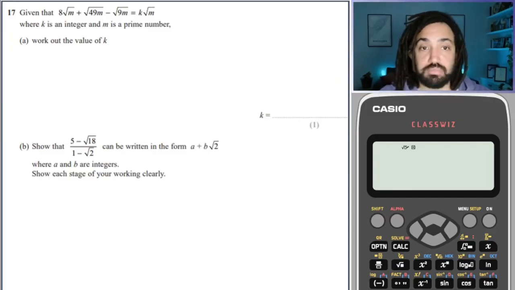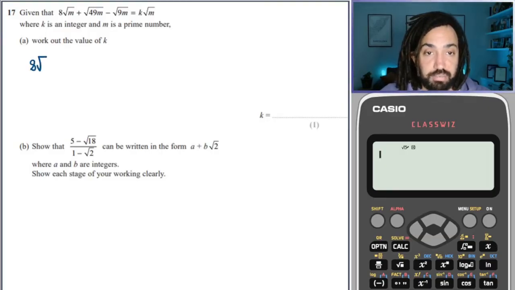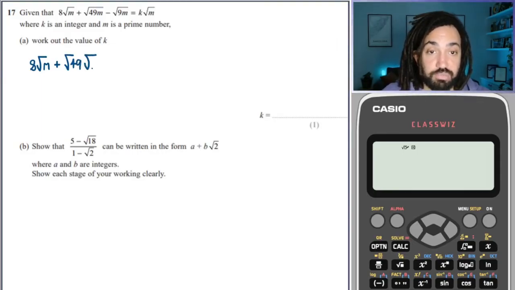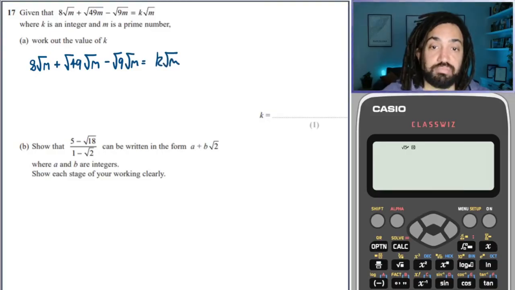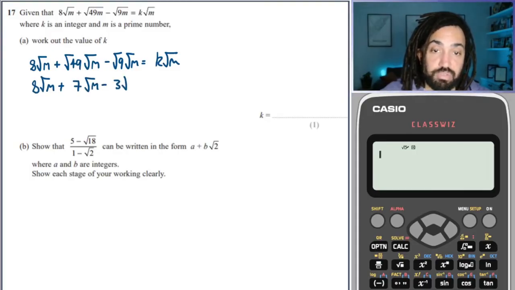Okay, it says that we've got k as an integer and m is a prime number. So that means we can't simplify the surd if it's a prime, because it's definitely not a square if it's a prime. So we have 8 root m, sorry, plus, and then we can split this one up into root 49 times root m, and we can split this one up into root 9 root m, and that's equal to k root m. So this is 8 root m, and this will be 7 root m, and this will be 3 root m.